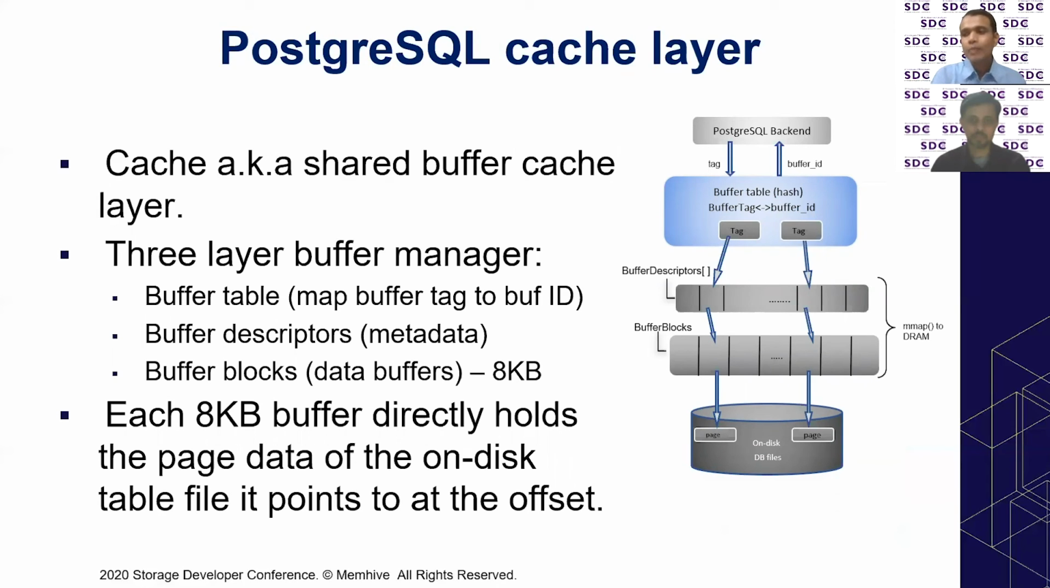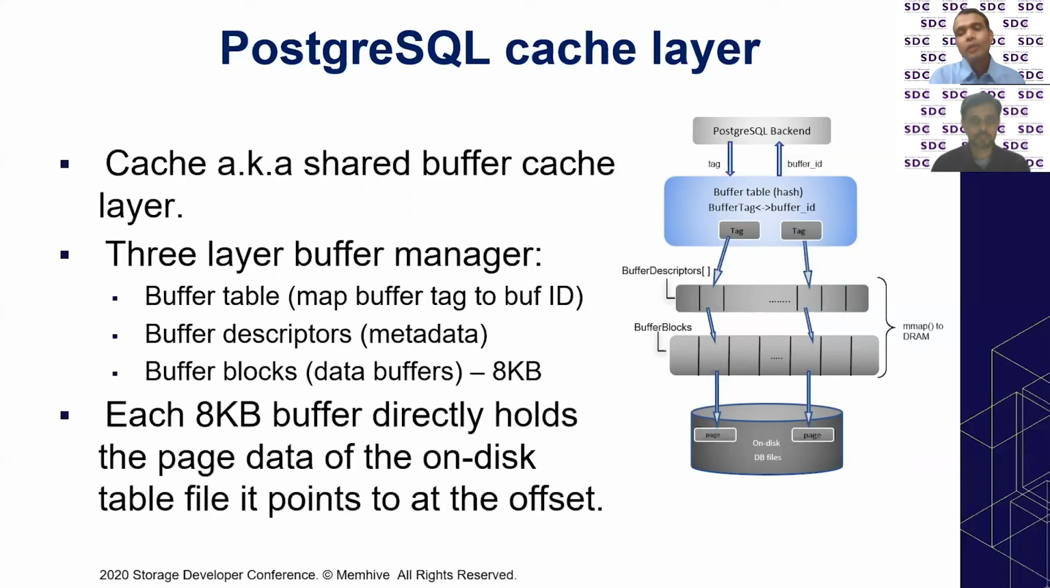This is the high-level architecture of the Postgres cache, which is also called the shared buffer cache to those of us who are familiar with Postgres. Shared due to the fact that it is actually shared between the server's processes. It is created from a single memory mapped region of the kernel page cache, which resides on DRAM.